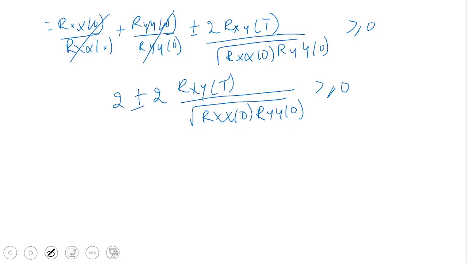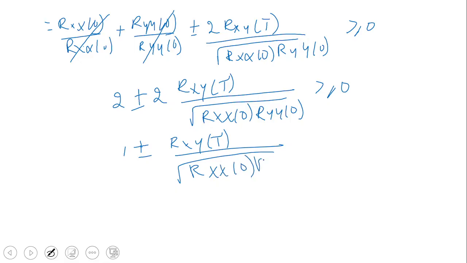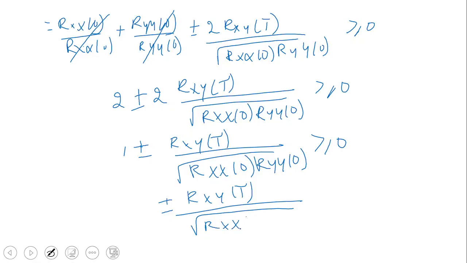We divide by 2, and what will we get? 1 plus or minus r x y of tau divided by square root of r x x of 0 r y y of 0 is greater than or equal to 0. So plus or minus r x y of tau divided by square root of r x x of 0 r y y of 0 is greater than or equal to minus 1. The 1 will move to this side. So what we can write, plus or minus means, I can write this as modulus.